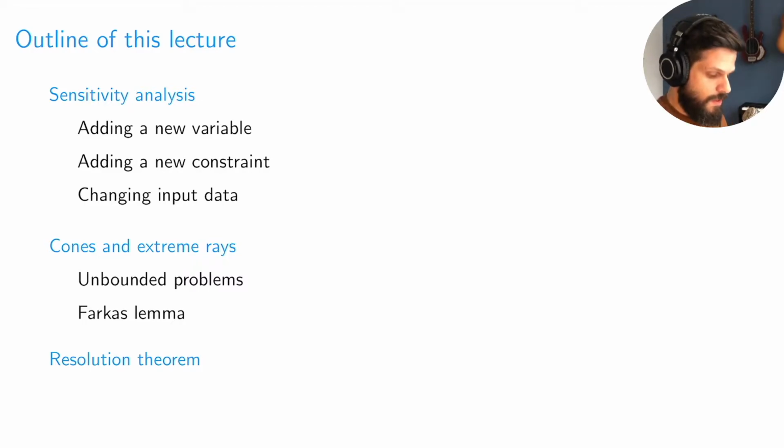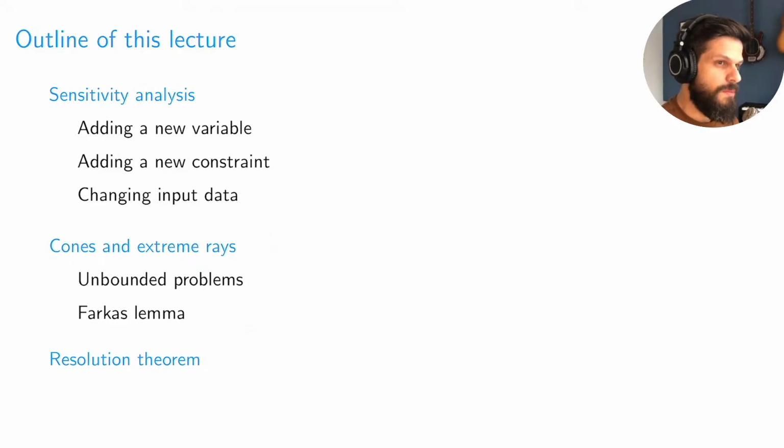Specifically, what happens when we look into modifying problems that have been solved by adding constraints, by adding variables, and then by changing the input data in any way. And we'll see that these have a relationship with what we see in terms of duality and, specifically, the dual simplex method. Then we're going to look into the notion of cones and extreme rays.